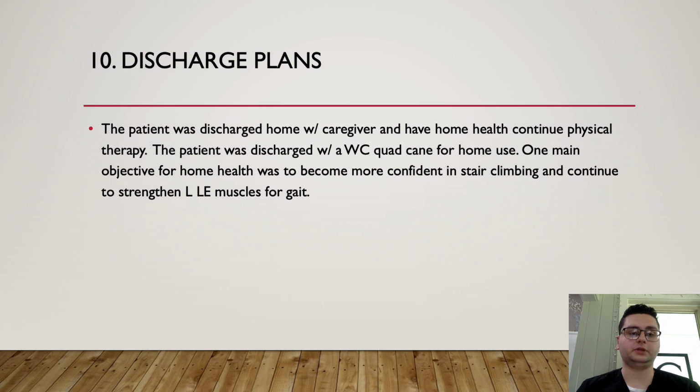So discharge plans. The patient was discharged home with caregiver and home health to continue physical therapy. The patient was discharged with a wheelchair and quad cane for home use, and one main objective for home health was to become more confident in stair climbing and continue to strengthen the left lower extremity muscles for gait.